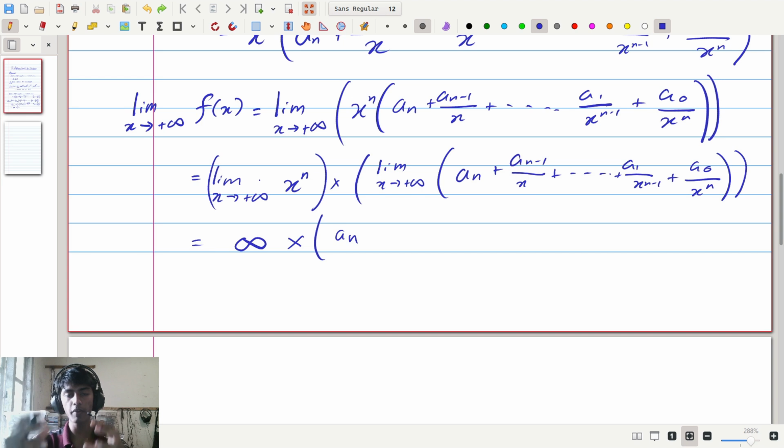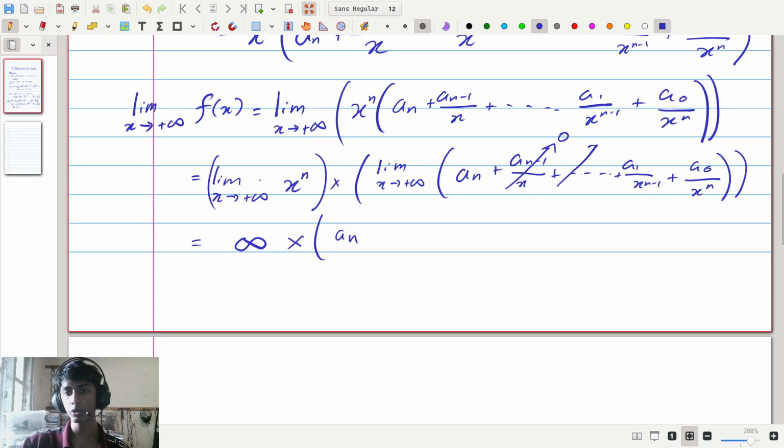Any finite value divided by a really large number, as that really large number approaches infinity, is going to approach 0. Let's say this is some finite value, let's say 1. 1 divided by 10 is some number. 1 divided by 100 is a smaller number. 1 divided by 1000 is an even smaller number. As x approaches infinity, this fraction is going to approach 0.